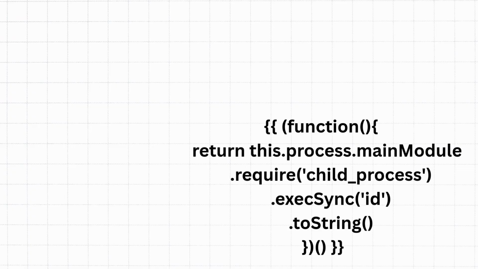Using mainModule.require, the payload loads Node.js's child_process module, a core system module that should never be available to user expressions. Once child_process is loaded, executing system commands is trivial. In this example, the id command is executed to provide code execution. Finally, the output is converted into a readable string and returned.